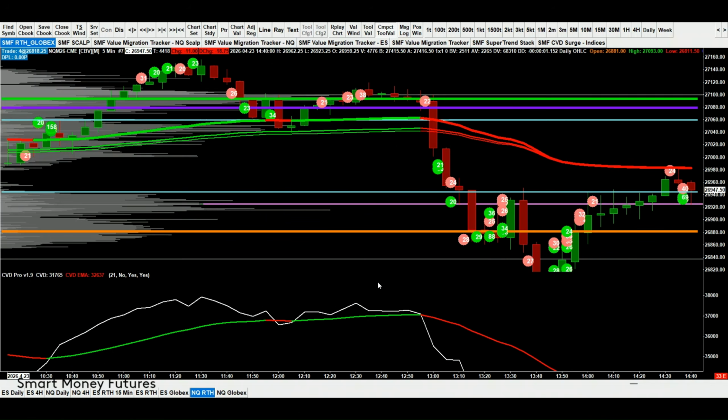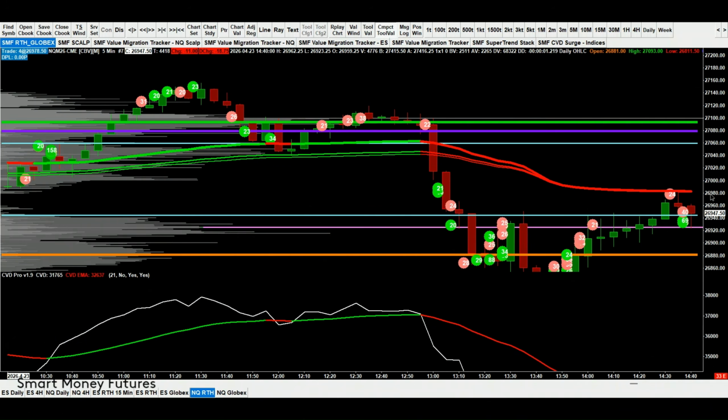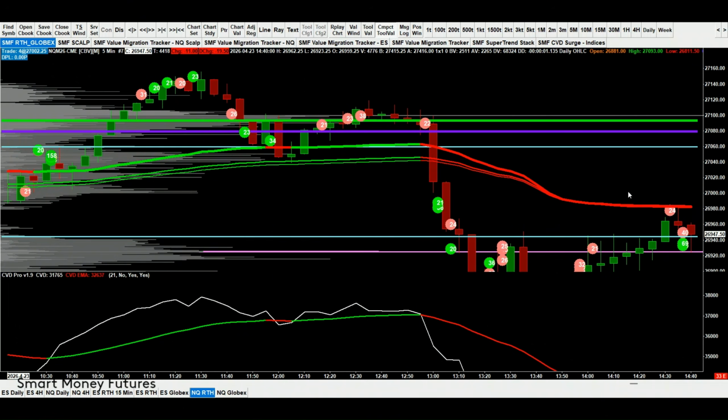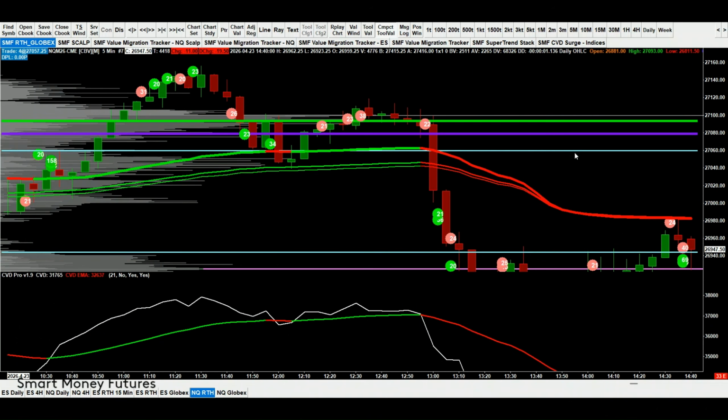Now, CVD strength at resistance is only bullish if price accepts higher. Without acceptance, that same strength can become trapped buying. That is why CVD should not be used as a directional signal. It should be used as evidence. And evidence only matters when it is connected to structure.